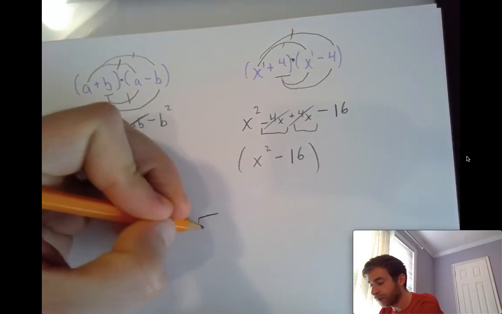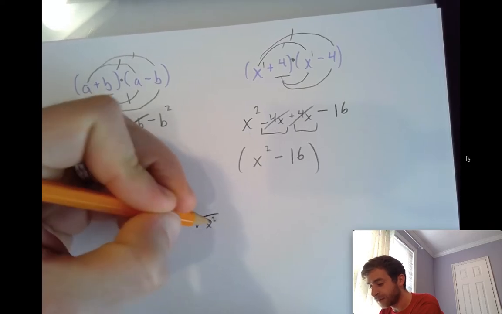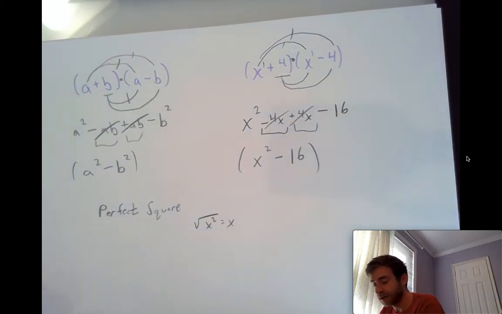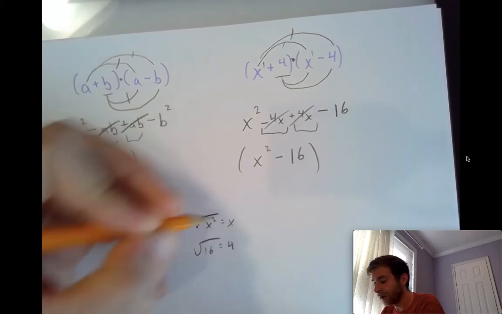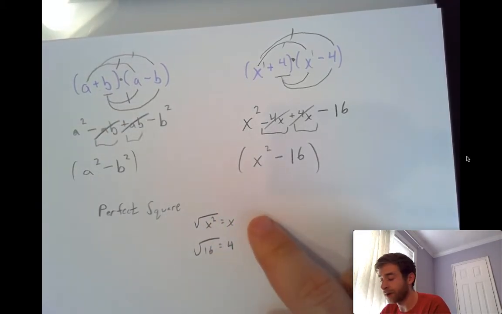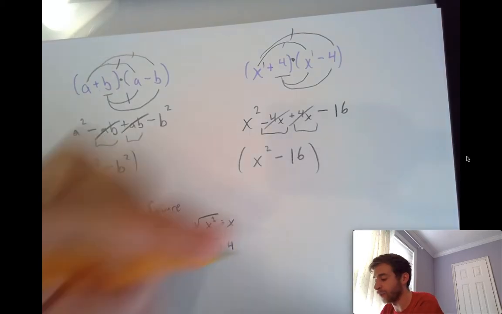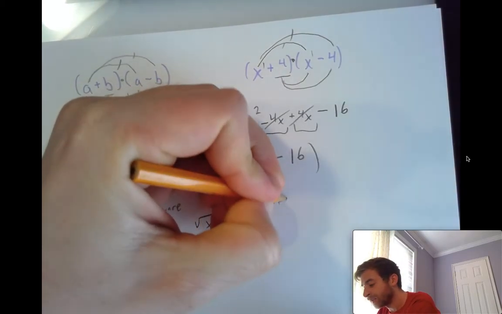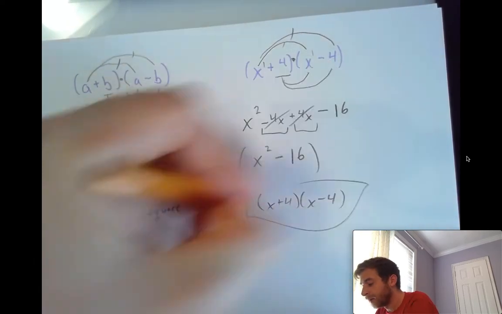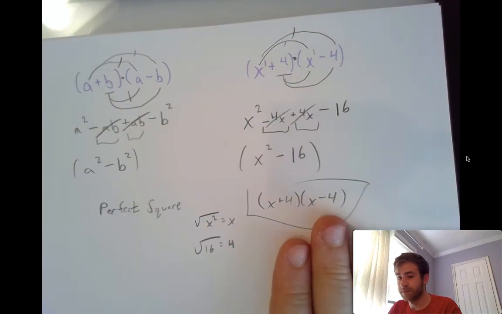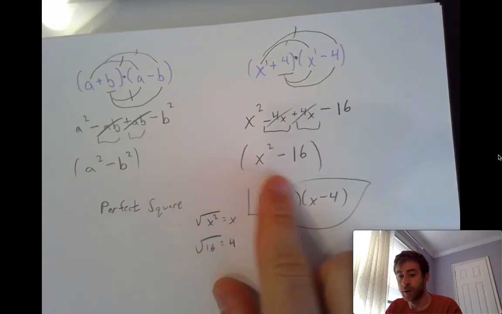So the square root of x squared is just going to be x, and the square root of 16 is going to be 4. And so now I know, following that rule, that I'm going to do x plus 4, x minus 4. And this is the factored form of x squared minus 16.